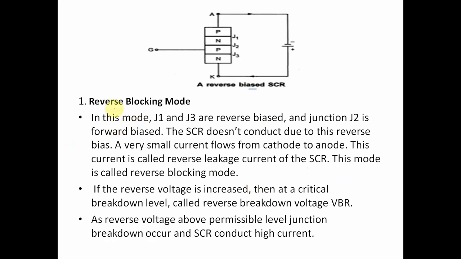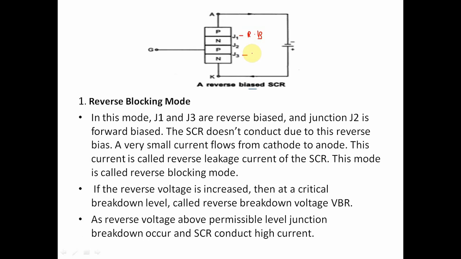Now the first one is the reverse blocking mode. What is the meaning of reverse blocking mode? In reverse blocking mode, the negative terminal of the battery is connected to the anode and the positive terminal of the battery is connected to the cathode. Due to this, junction J1 is reverse bias. Why is it reverse bias? The negative terminal of the battery is connected to P and the positive terminal is connected to N. So this is reverse bias.